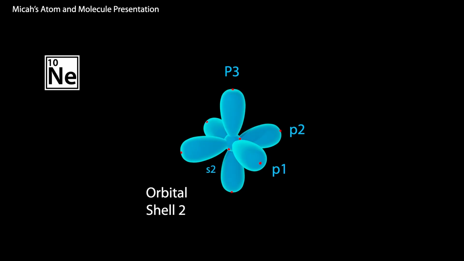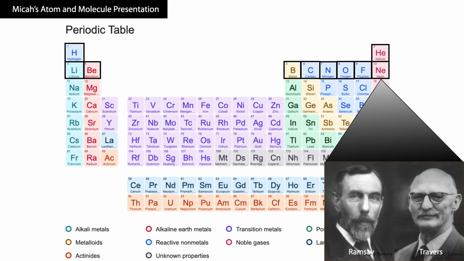Neon has 10 electrons. All 4 orbitals, the spherical S2 orbital and the 3 p orbitals, are now full. That means the outer shell of neon is completely full. The shell is everything shown here in blue. Neon is a noble gas. It was discovered in 1898 by 2 British chemists, Sir William Ramsay and Morris Travers.